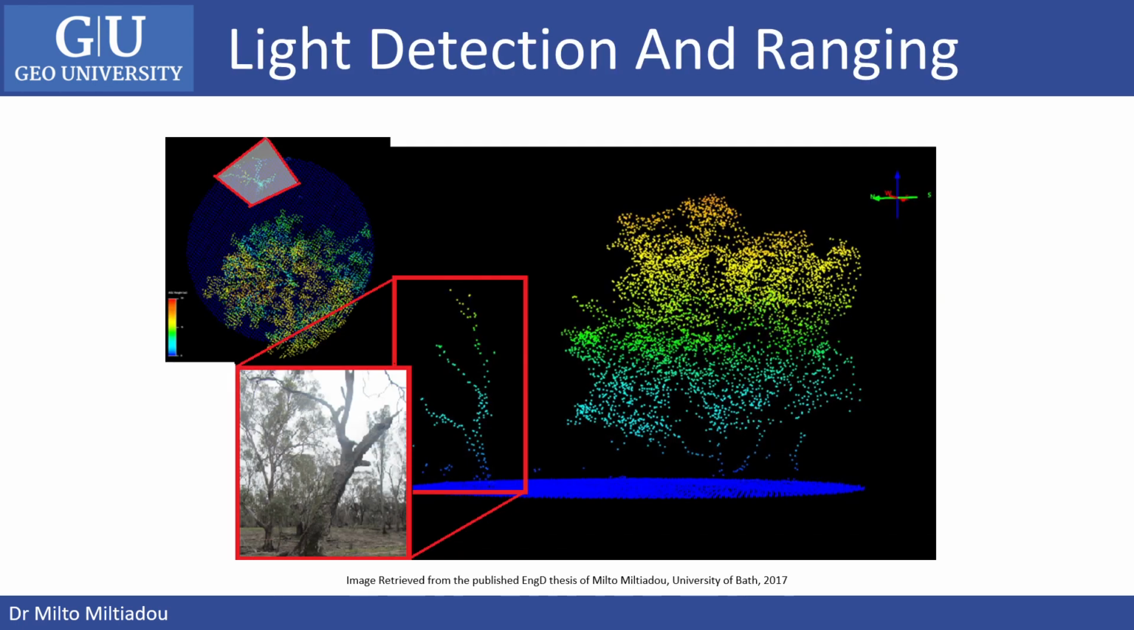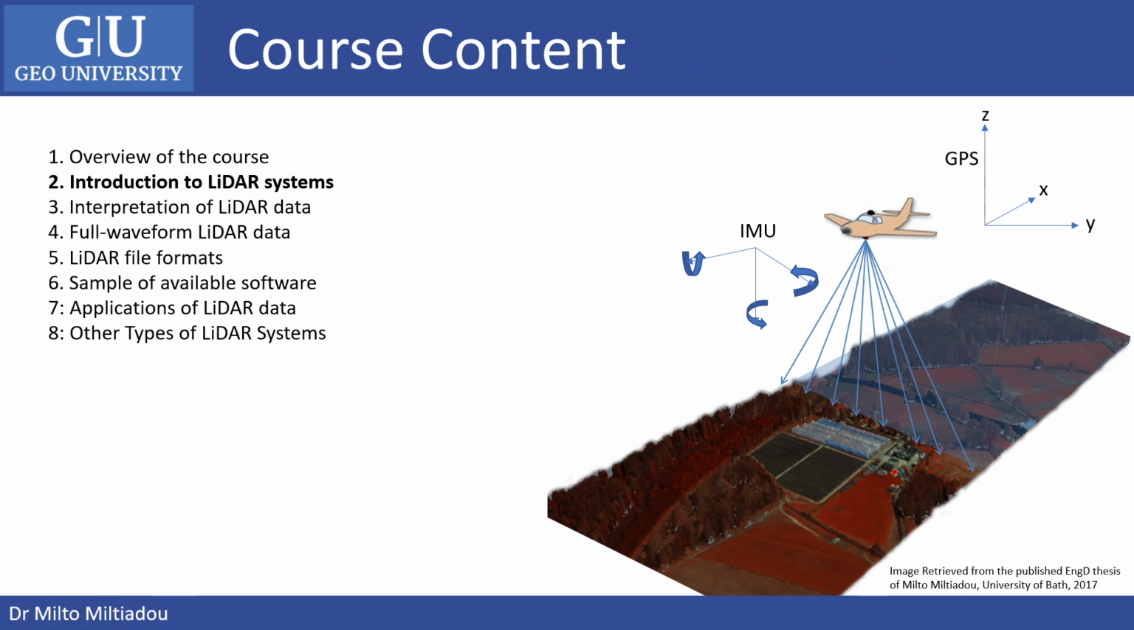LiDAR stands for Light Detection and Ranging, and it's a growing technology used in remote sensing because traditional photography did not get information about height variations. So a LiDAR system is very useful for measuring, for example, the heights of the trees and getting information between the branches. This course is divided into 8 chapters.